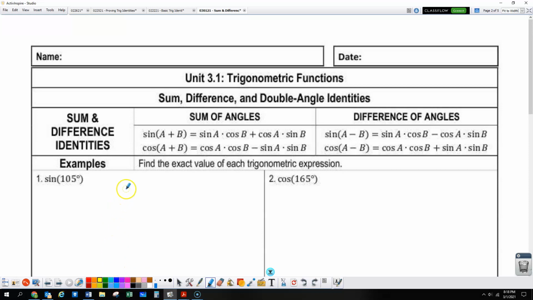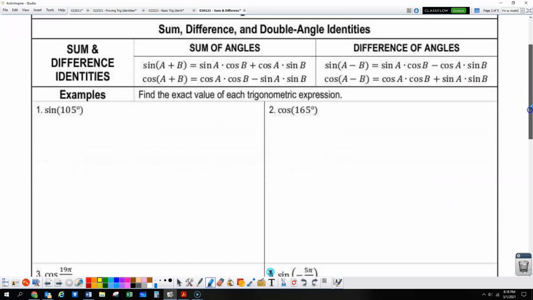And then if you have cosine of two angles being added, it would be cosine of the first angle times cosine of the second angle minus sine of the first angle times sine of the second angle. So that's for sum. Difference, they're kind of the same thing. The only difference is if you're subtracting, you are going to be subtracting for sine. Cosine, however, if you're subtracting, you are also going to be adding. So just make sure you're paying attention to which formula you are using.